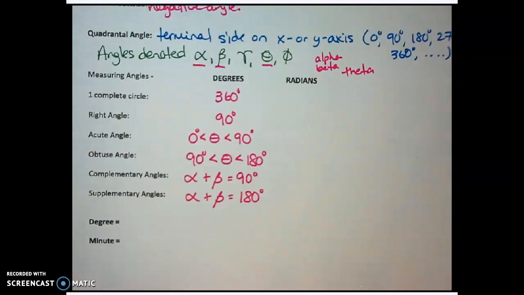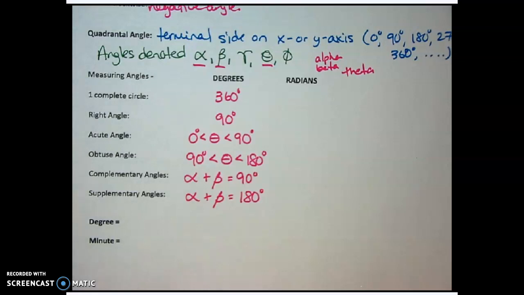So hopefully you remember these: a complete circle is 360 degrees, a right angle is 90 degrees, an acute angle, small cute angle, is between 0 and 90 degrees, and an obtuse angle is between 90 and 180 degrees. Remember again, complementary angles from geometry are two angles.